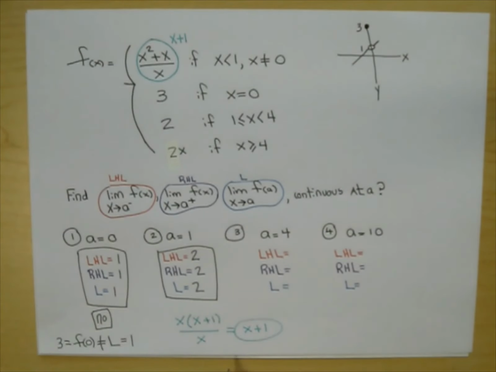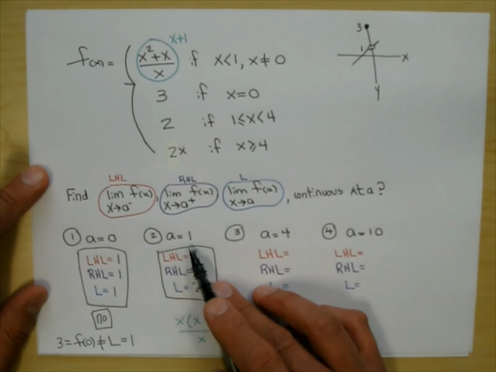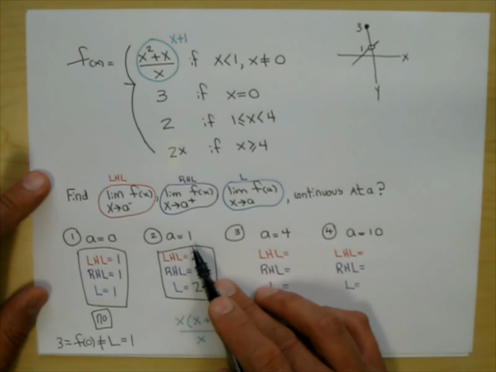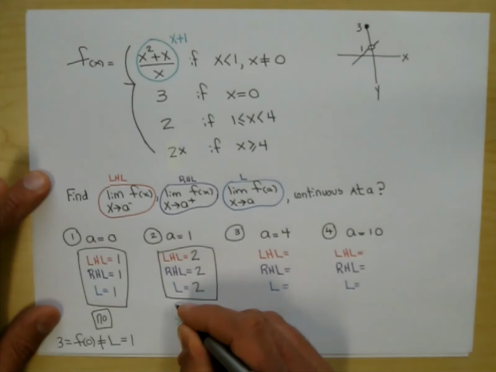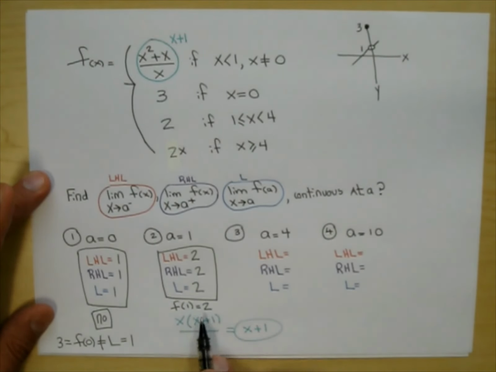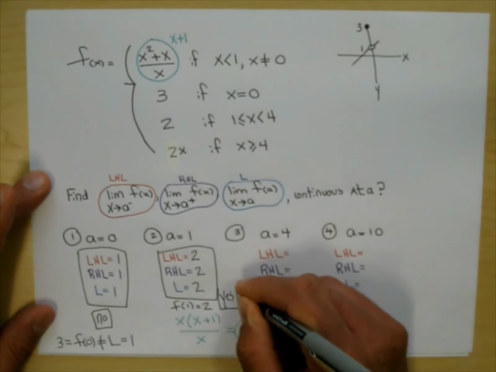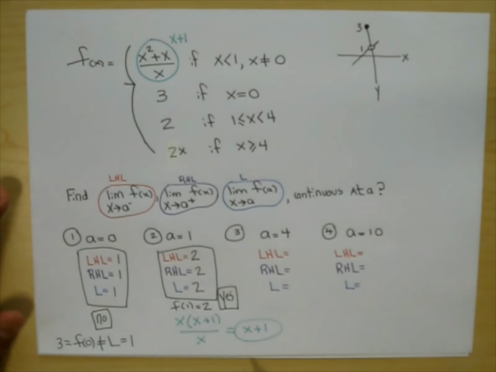Now, is this function continuous at x equals 1? Well, we should evaluate the function at 1 as well, and when you evaluate the function at x equals 1, you end up getting f of 1 is also 2. So f of 1 is the limit at 1, so the answer to this one is yes. Okay, so it is continuous at 1.